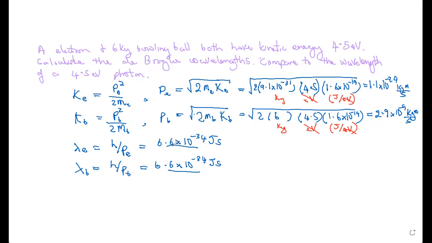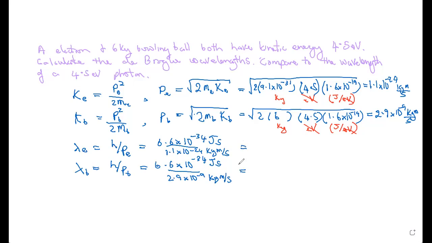So for the electron, this is 1.1 times 10 to the minus 24 kilogram meters per second. And for the bowling ball, this is 2.9 times 10 to the minus 9 kilogram meters per second. So I've just got to carry out the calculations of these ratios now.